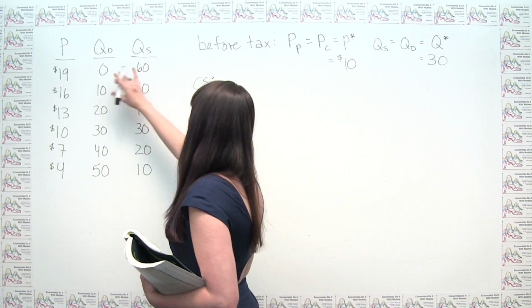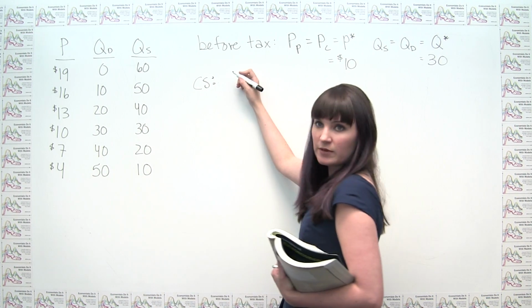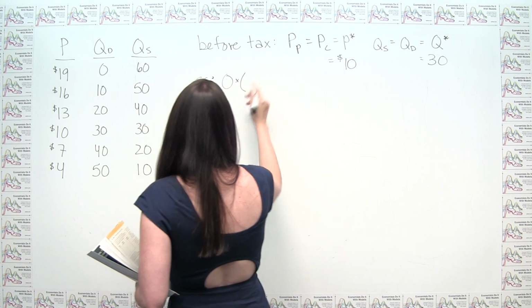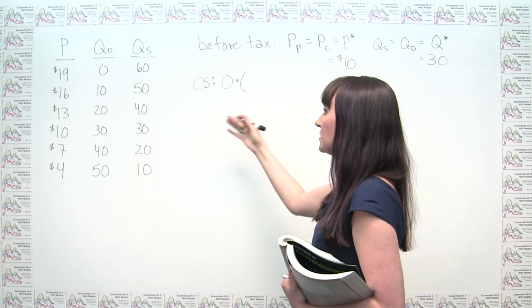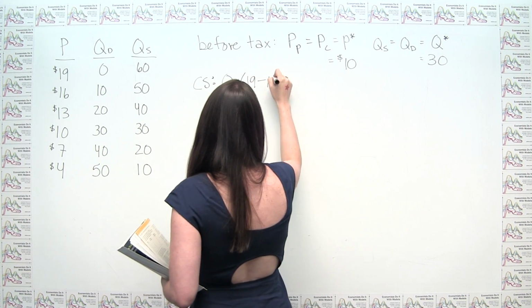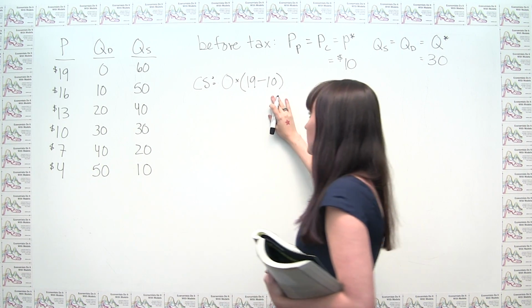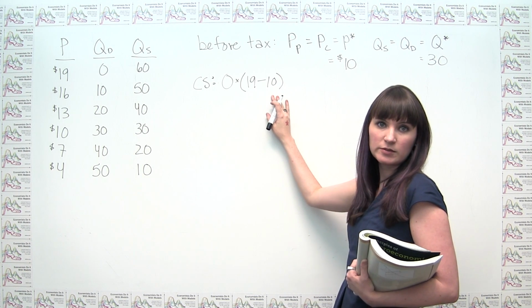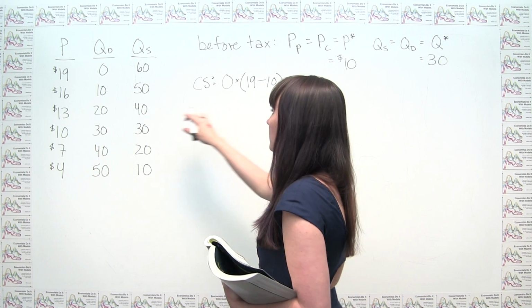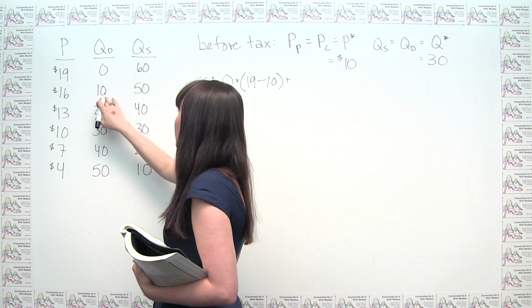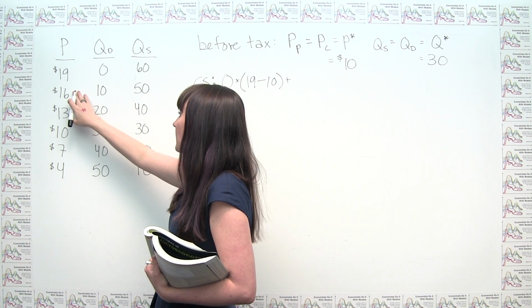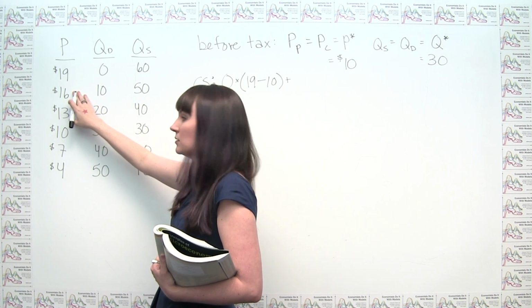So we could do the following. We could say, this is kind of irrelevant, but we have 0 customers that, if they were actually customers, would each have gotten a surplus of 19 minus 10 on these t-shirts. And that's just going to be 0. But we can continue this logic, and we have 10 customers here that are willing to pay 16 that are actually paying 10.